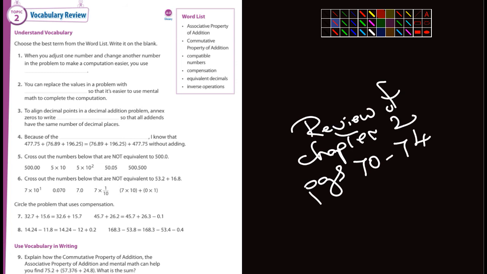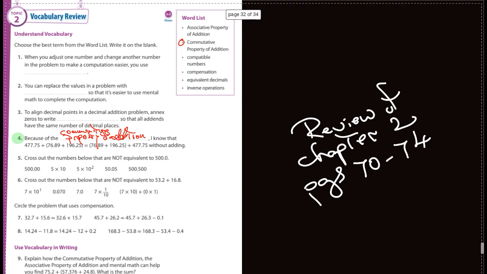And of course, they don't give you enough room to write that. Let's see here. Commutative property of addition. That's about the best I can do on my tablet here. So there you go. Number 4 is done for you. Let's scroll down.